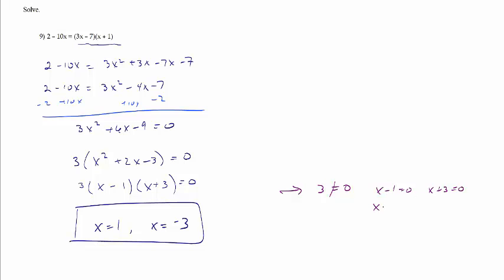So adding 1 to both sides, x equals 1. Oops, sorry, x equals 1. And then subtracting 3 from both sides here, we get x equals negative 3. But again, ideally, you will do these in your head when they get to be linear factors like this one here.